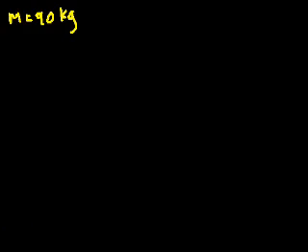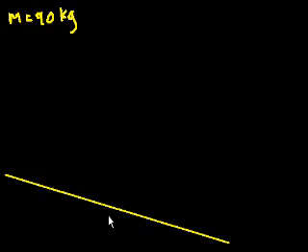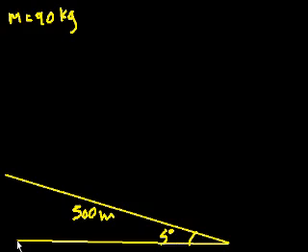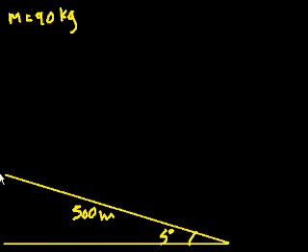Okay, so I think they mean that the hill is something like this. So if this is the hill, the hypotenuse here is 500 meters long. So the length of that, this is 500 meters. A 500-meter long hill with a 5-degree incline. So this is 5 degrees. And we can kind of just view it like a wedge, like we've done in other problems.